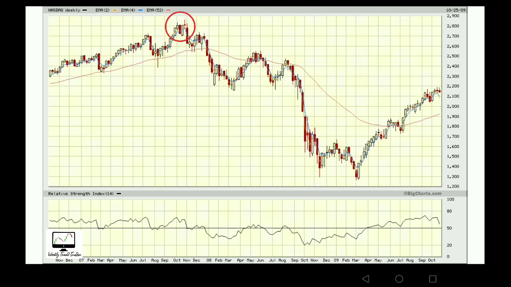There's the head at 2800. There's the left shoulder at 2700. There's the right shoulder at 2700, and the neckline running through 2500. We broke that, closed below the 52-week moving average. That inverse head and shoulders was over. It was done. The pattern was in place. Then the market began its collapse.